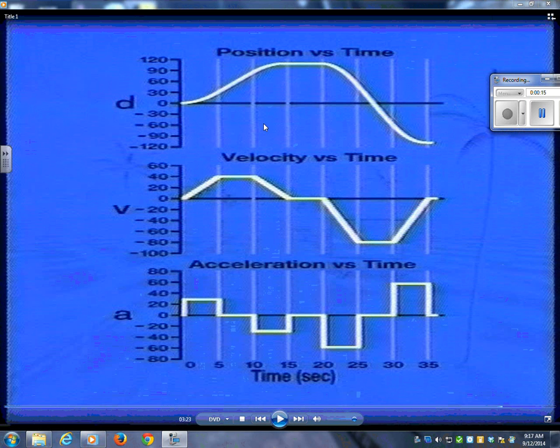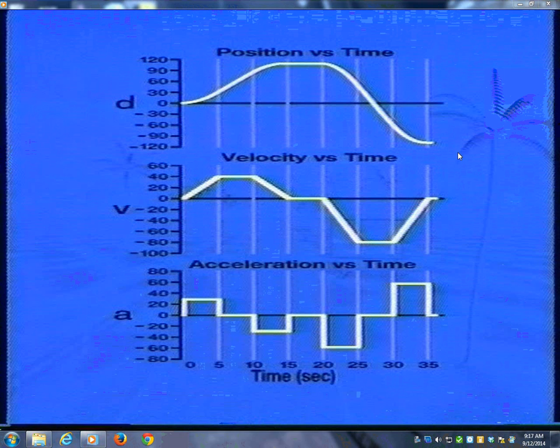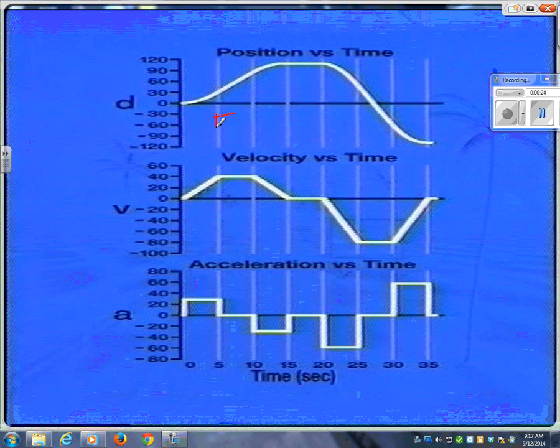So what is happening from 0 to 5 seconds? Speeding up. Right? Each interval is 5 seconds. Okay, so from 0 to 5 seconds, it's speeding up.